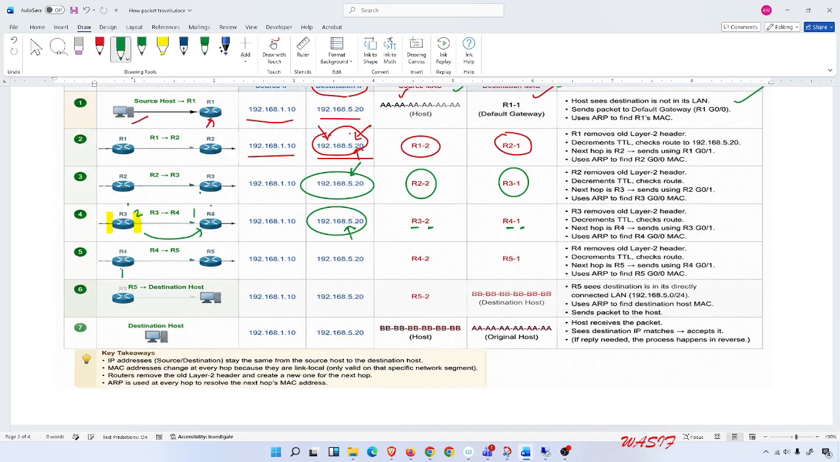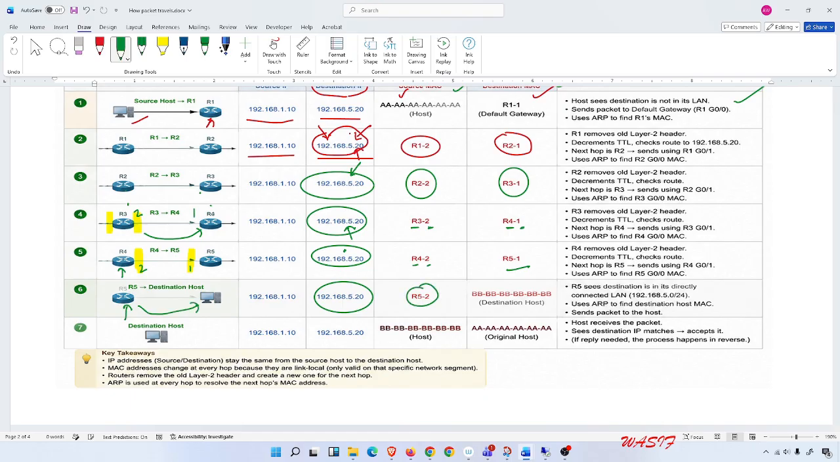R4 receives the packet, same thing, he doesn't know this IP address, but he knows someone who can route the packet to this IP address. It will be sent from 2 to 1. So R4 interface 2, which is this one, and it will be sent to R5 interface 1. Now look at here, R5 receives the packet and he knows this IP address and he will send the packet to him.